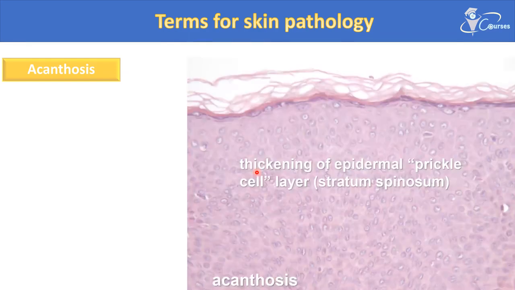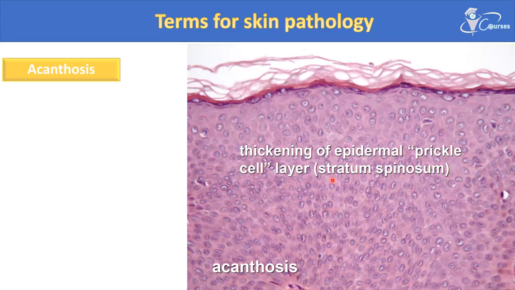There are important terms to describe skin lesions. First of all, the acanthosis. So let's see what these terms refer to. What is the acanthosis? The acanthosis is the increase in thickness of the prickle cell layer. So you see here, this is a granular cell layer, and all of this is the prickle cell layer. You can see that it is hugely thickened. This is called the acanthosis, an increase in thickness of the prickle cell layer.